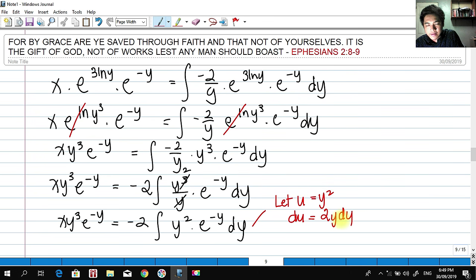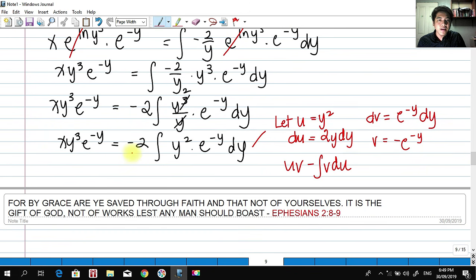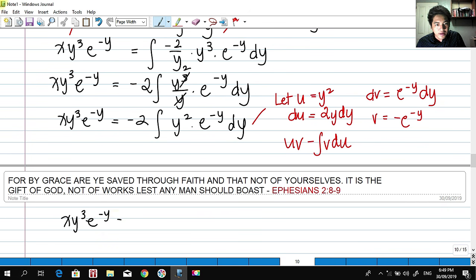is 2y dy, integration by parts, and we let dv as what? E raised to negative y dy, and we evaluate the integral of this, that should be what? Negative e raised to negative y. Yeah, that is the thing. And the formula for integration by parts is again uv minus the integral of v du. Okay? So, we should have learned this in our integral calculus course.